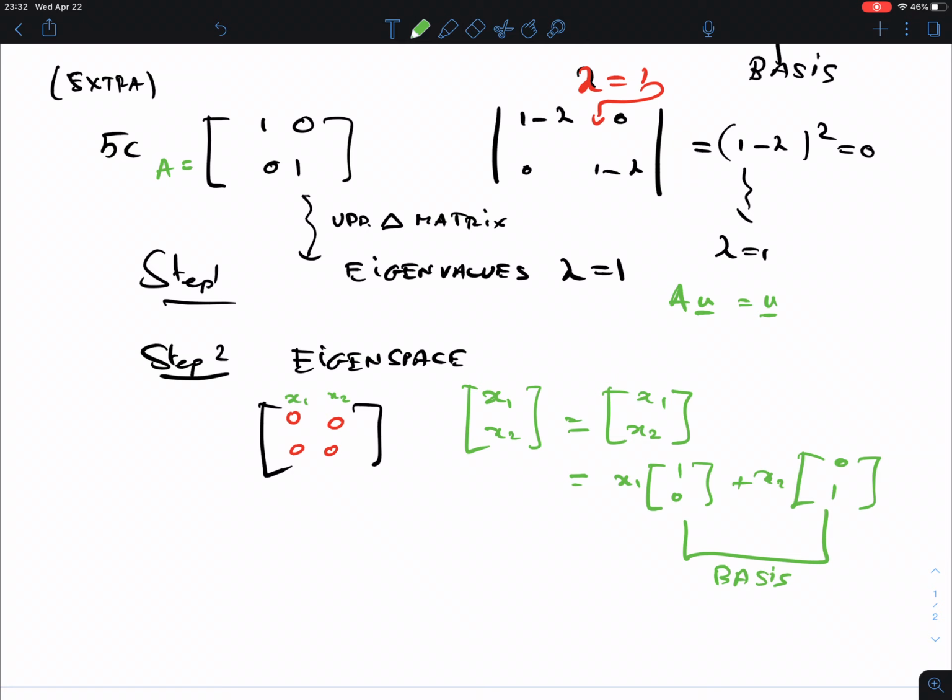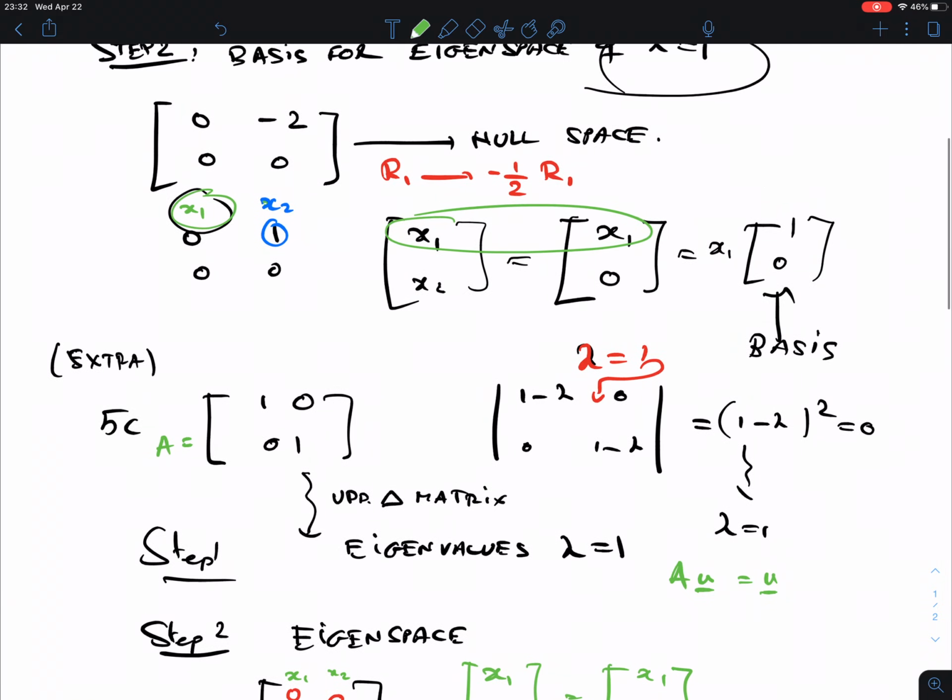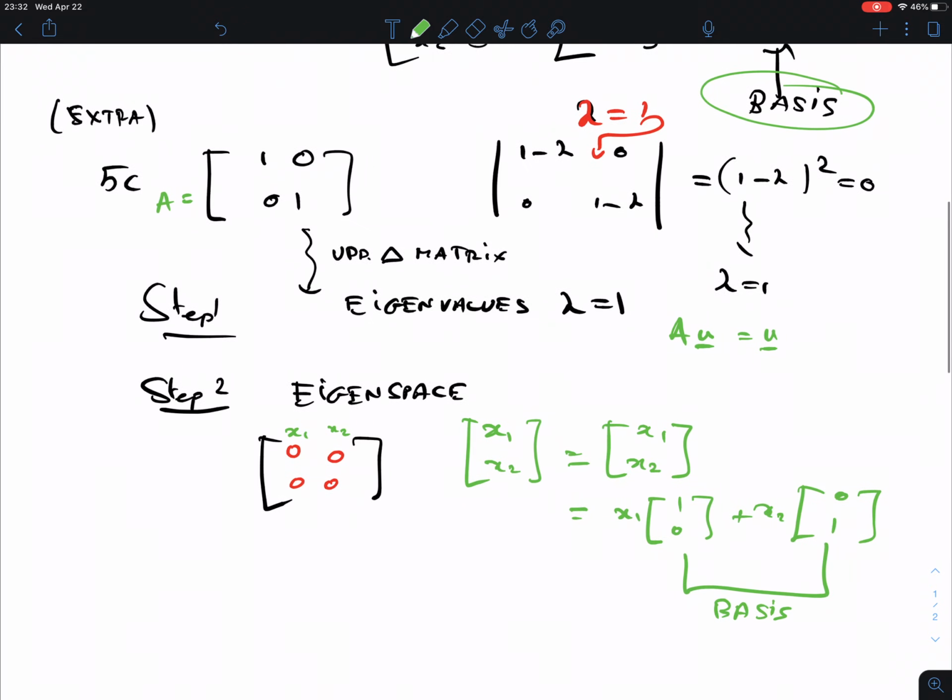That's what this means. But what I also wanted to point out is that notice that here the basis was a single basis element. Here we have 2 basis elements. So we cannot predict the dimension of this null space, of this eigenspace. I just want to point that out.